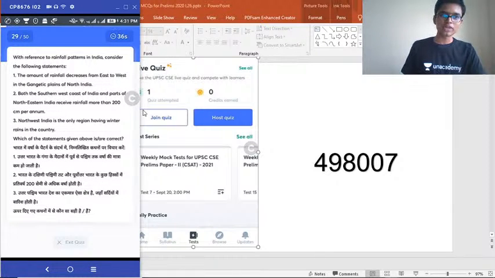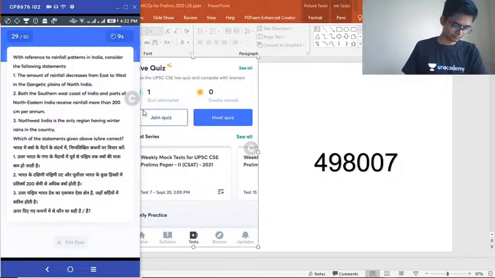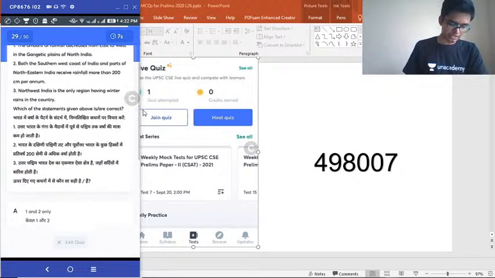With reference to rainfall patterns in India, consider the following statements. The amount of rainfall decreases from east to west in the Gangetic plains of North India. Both the southern west coast of India and parts of northeastern India receive rainfall more than 200 centimeters per annum. Northwest India is the only region having winter rains in the country. Which of the statements given above is or are correct? Simple question again.